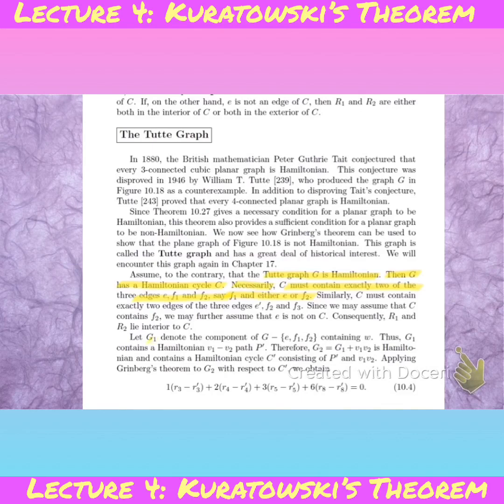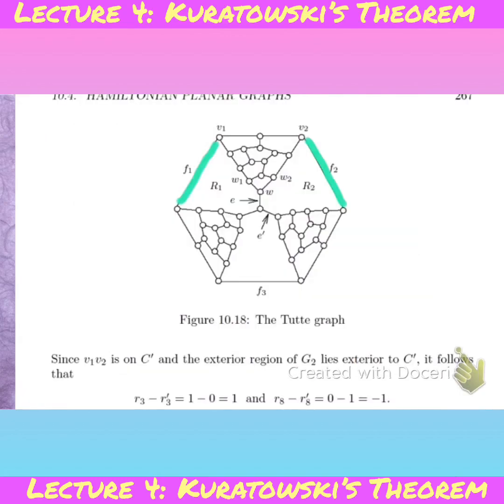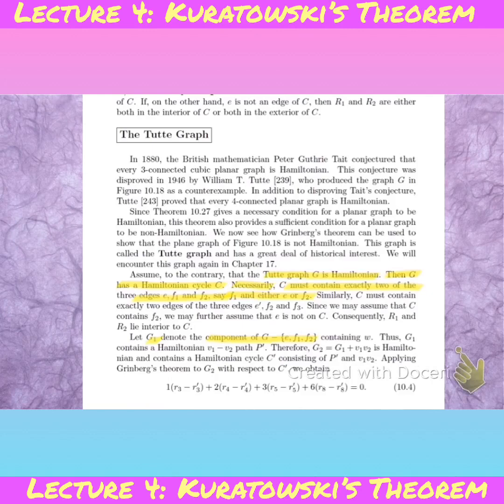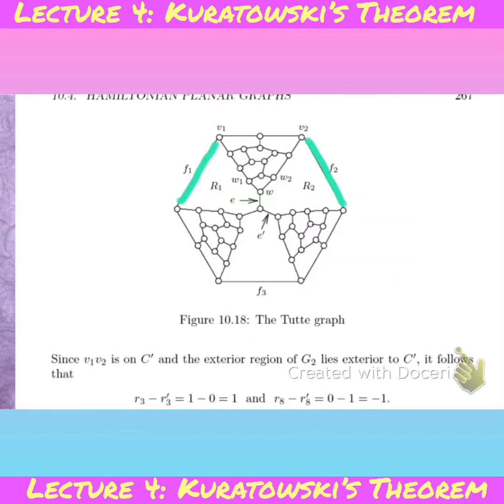Right, so what we now do is we take G1, and we say G1 is the component of G that you get by deleting the edges E, F1, and F2. And this component G1 must contain W. Right, so the component we're talking about is this whole component here. Right, so G1 must contain a Hamiltonian V1, V2 path P prime. Alright, this is obvious because we're going to come through here.